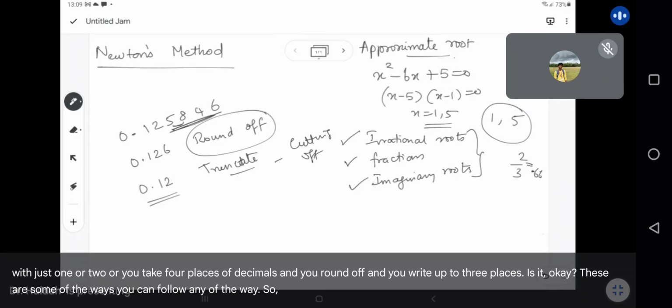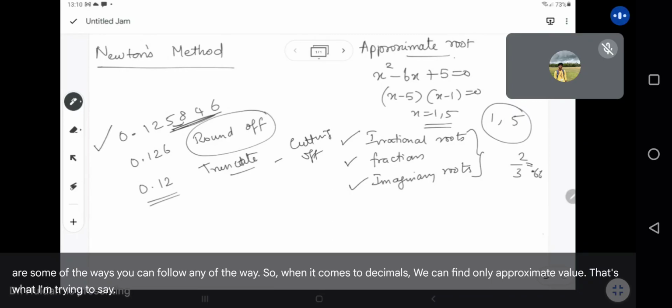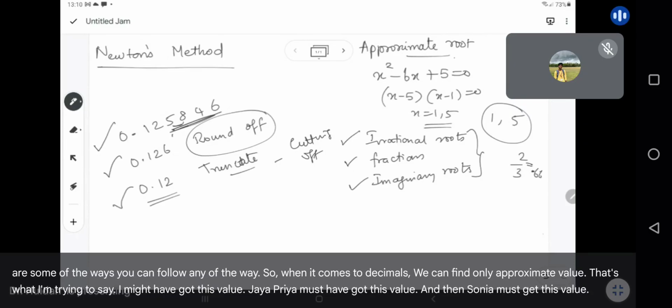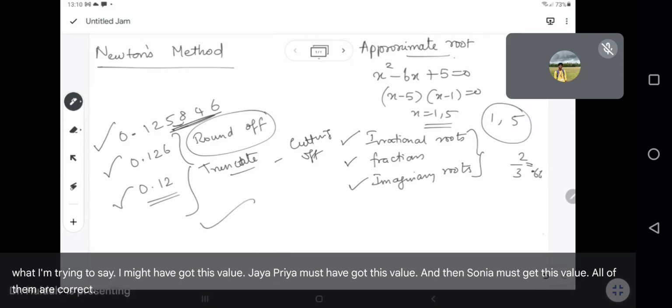So when it comes to decimals, we can find only an approximate value. That's what I'm trying to say. I might have got this value. Jayapriya must have got this value. And then Sonia must get this value. All of them are correct, but they are not equal.